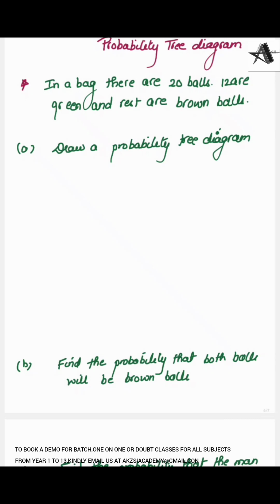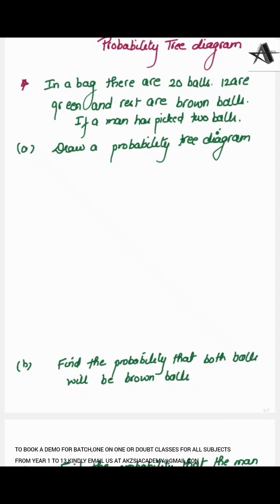It says in a bag there are 20 balls, 12 are red, 12 are green, and the rest are brown balls. If a man has picked 2 balls, then draw a probability tree diagram. That means what all possible ways are there of picking the 2 balls.